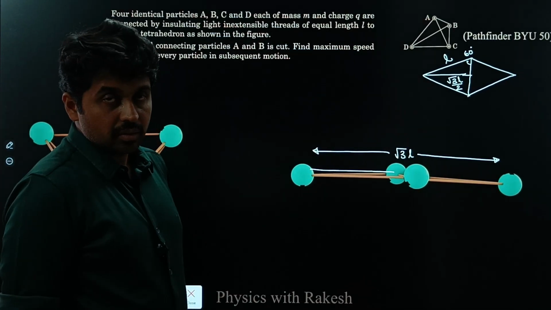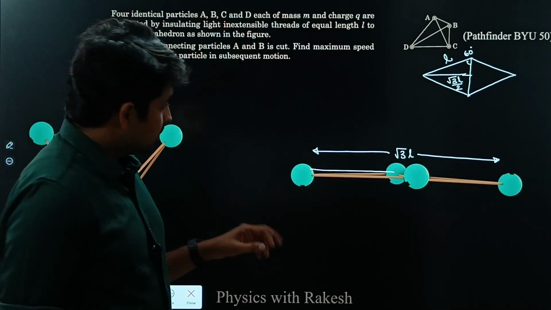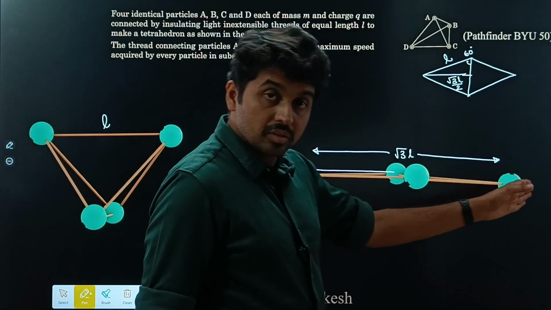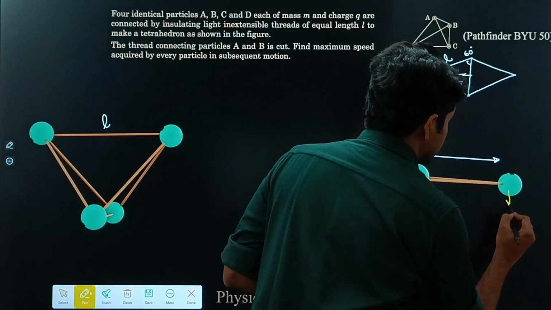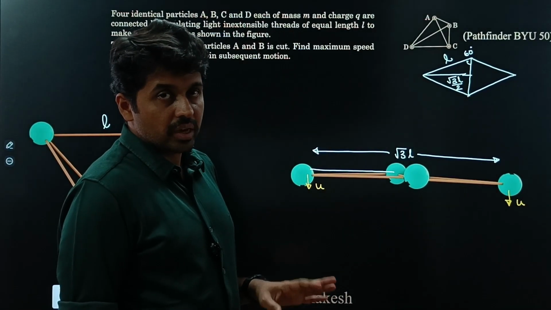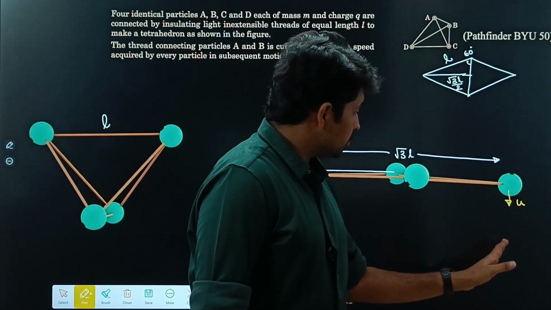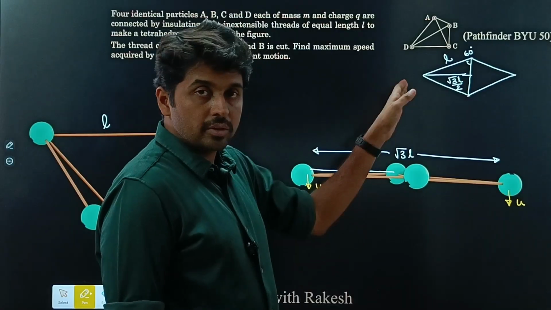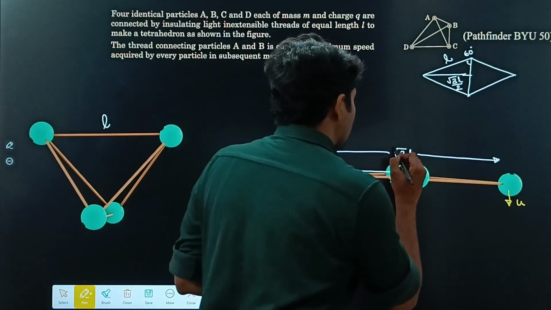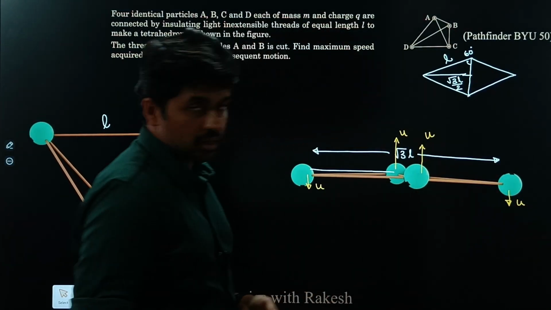Next, what about the speeds? How will the speeds be? From symmetry, suppose the speed of these two is u. Obviously from symmetry, the speed also will be in the downward direction. We know that the center of mass is at rest, so the momentum of the center of mass is 0. If these two are going down with speed u, obviously these two have to go with speed u, so that the center of mass momentum is 0. So this also will have speed u in this direction, and this also will have speed u in this direction.